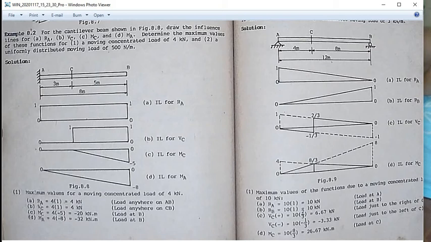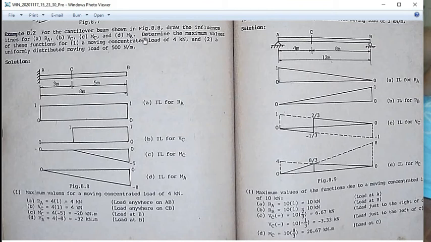Next, for problem 8.2, we have here a cantilever beam. And draw the influence lines for reaction at A. Take note na kapag reaction, parang shear din yan. And then shear at C. And then moment at point C. And then moment at point A. And then yung moment at A, this is simply the same as moment reaction at A.